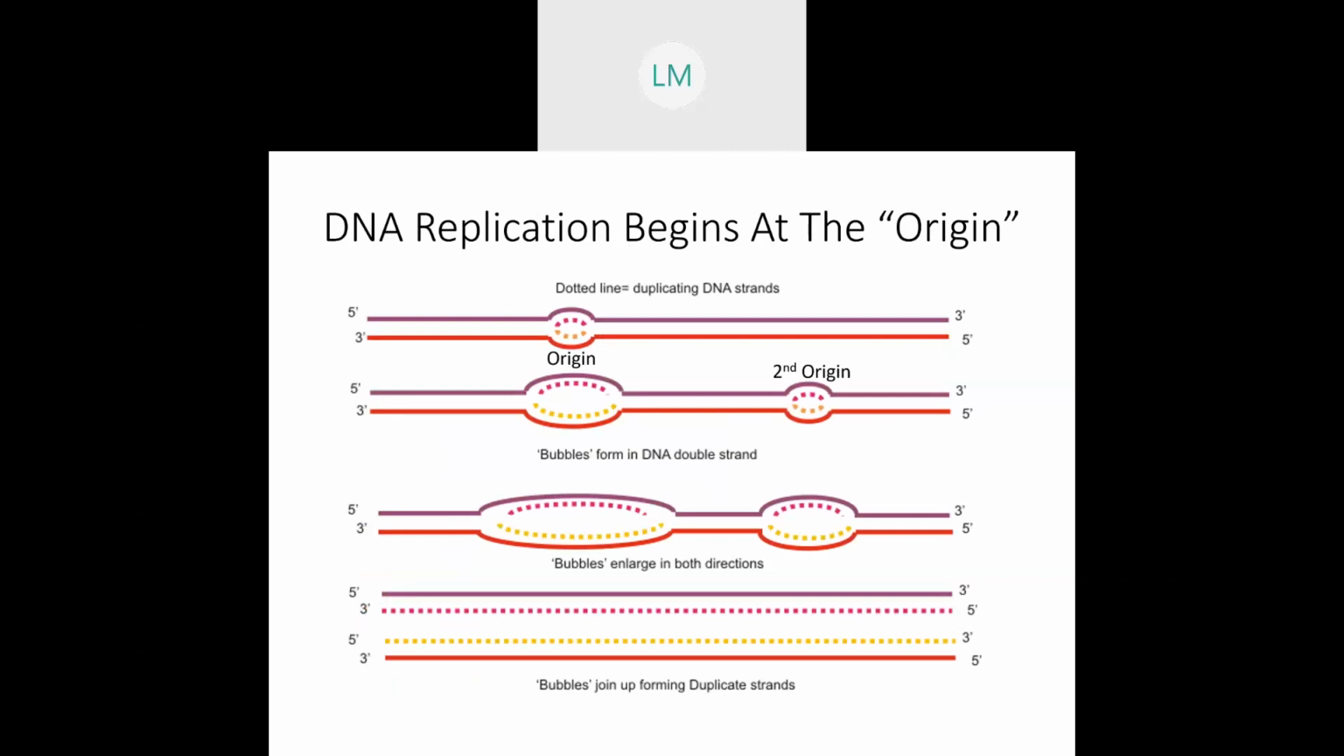So it starts kind of in the middle and makes this bubble, and there are multiple origins happening on the linear piece of DNA. So as these bubbles get bigger and bigger, they run into each other, and then it forms those fully complete linear pieces of DNA. So we've got multiple origins, multiple bubbles happening on our pieces of DNA. Eventually, we're going to get one complete linear strand for each of our DNA strands there.